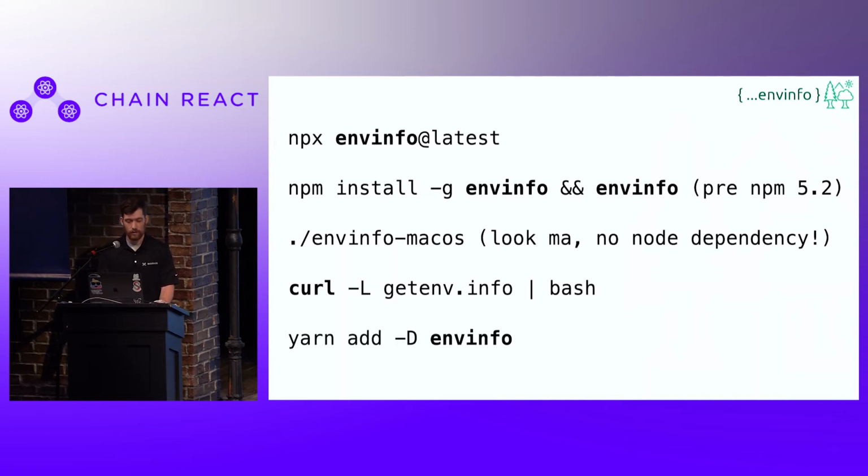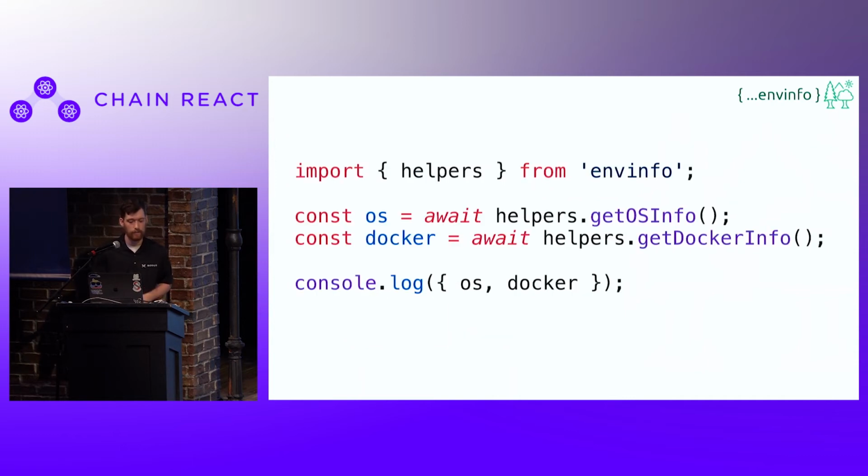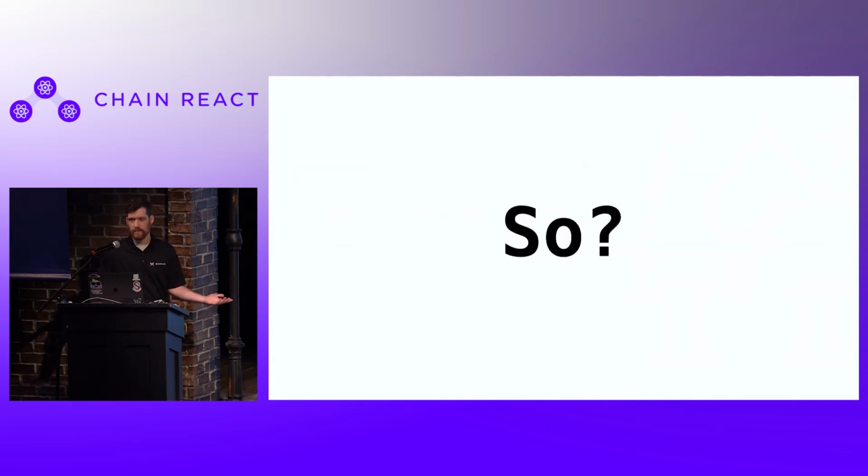And you can also add it directly to your project as a development dependency to use any of the helpers in particular that you want from Envinfo, because it exports all of them. So you can import your helpers and get your OS info or your Docker info and just console log it out. And you might say, so what?